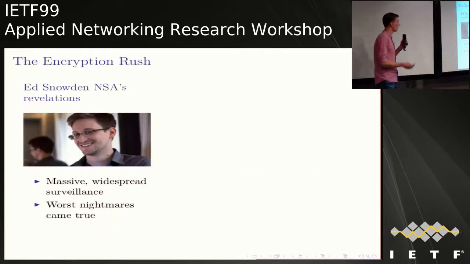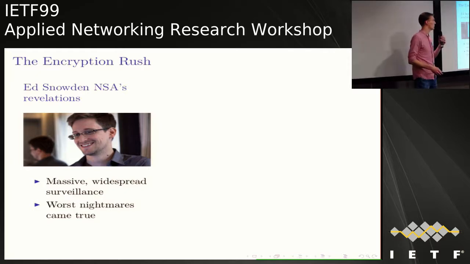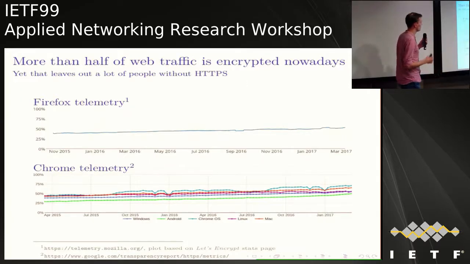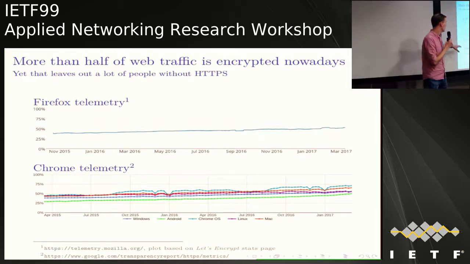So the quick motivation was basically this guy and the revelations he brought into the community. Since the news broke, we've seen more widespread encryption on the internet, and you can also plot it on browser telemetry. If you look in the same period at the adoption of HTTPS on the web for basically random people, we've crossed the 50% mark somewhere. That's really cool, because it's been a long time coming, and it's been the hard work of many people. On the other hand, it also means that there are a lot of people on the internet who do not have HTTPS.